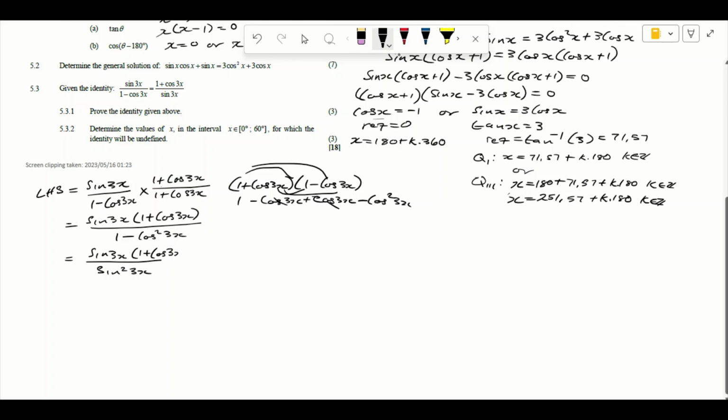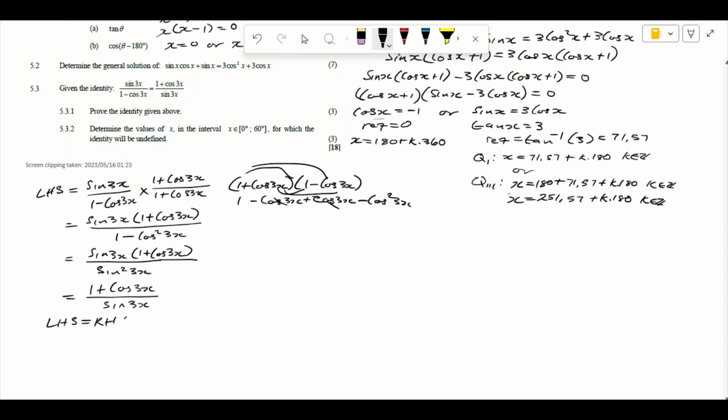Now one of the sine 3x cancels with the other one here, and I'm left with 1 plus cos 3x over sine 3x. So now we have the left hand side equal to the right hand side.